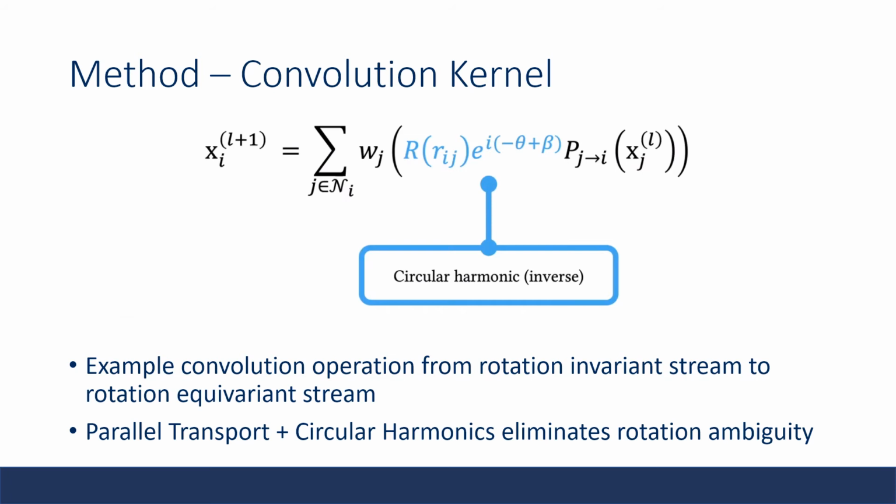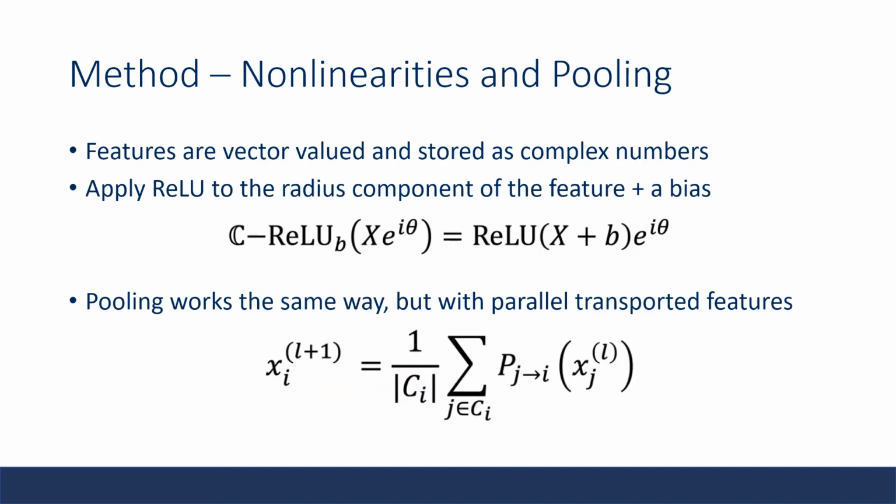Here we can see that the combination of parallel transport plus circular harmonics is able to eliminate the rotational ambiguity and produce a rotational equivariant feature. Additionally, they also define a couple of custom nonlinearities and pooling operations for their network. For nonlinearities, they use ReLU. However, it is applied to the radial component of the feature only, with an added bias, because radius is always positive. Pooling works in the same way as normal pooling. However, vectors are first parallel transported to the same tangent plane before comparison.